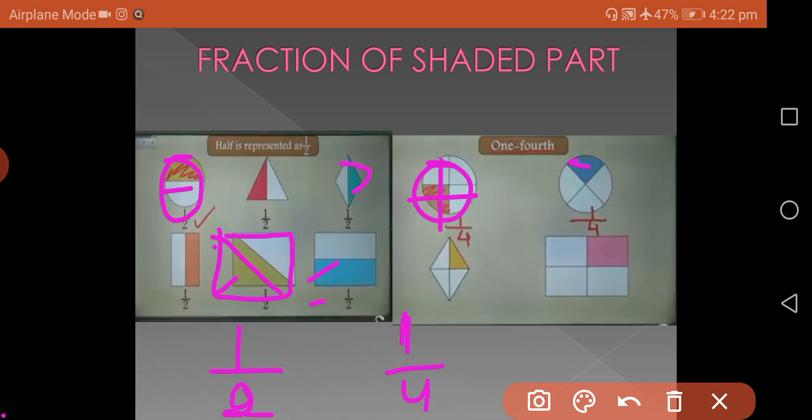This is the portion which is shaded. So one part is shaded out of 4 parts. The total number of parts will be written in the denominator and the number of parts which are taken out or shaded will be written in the numerator. So it will be represented like this, 1 by 4.